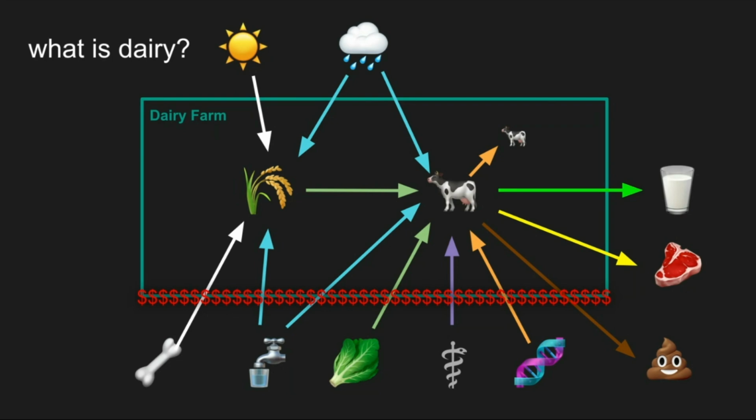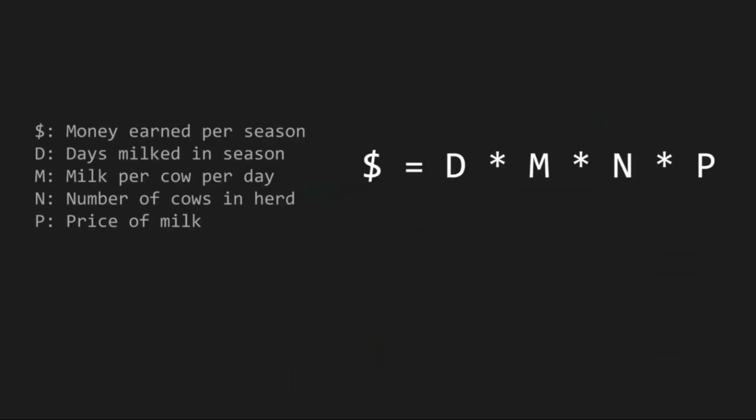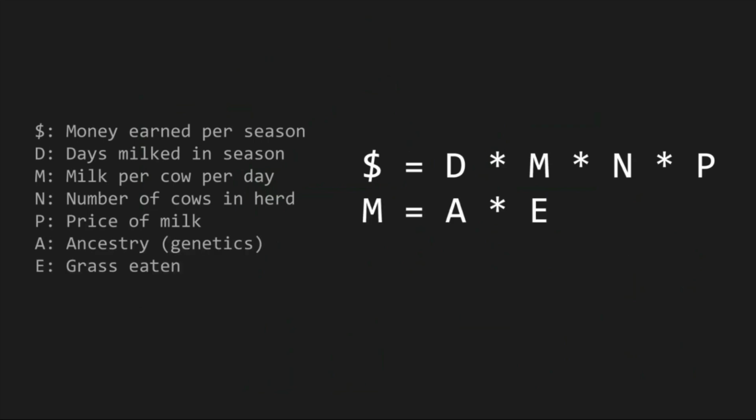If we think about the calculus of everything that's going on here, you have some amount of money that you make in a season, and that's pretty much a function of how many days you're milking times the amount of milk per cow times number of cows times price of milk. Hopefully that makes sense. More cows, more milk, more money. High milk price, more money. Breaking down this amount of milk per cow, it's pretty much a function of her ancestry and how much grass she's eaten.